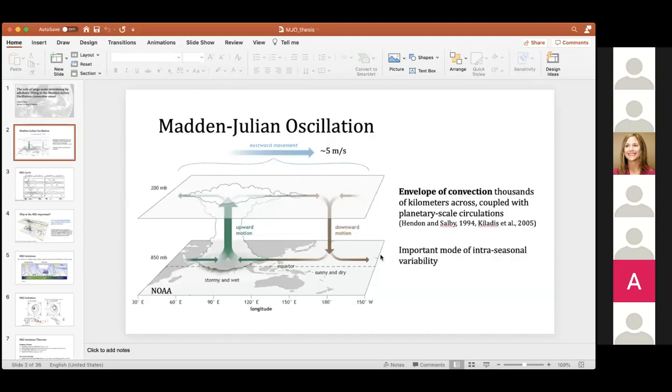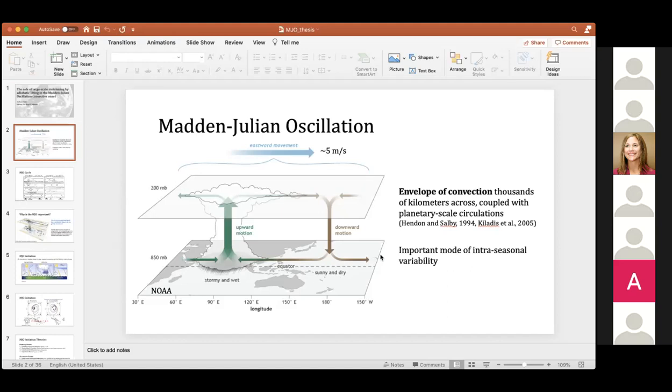So to give a quick introduction of what the Madden-Julian Oscillation is, I will be referring to it as the MJO. So what the MJO is, is a convective envelope that spans thousands of kilometers. To give you an idea of how large this convective area is, it's about the size of the United States.